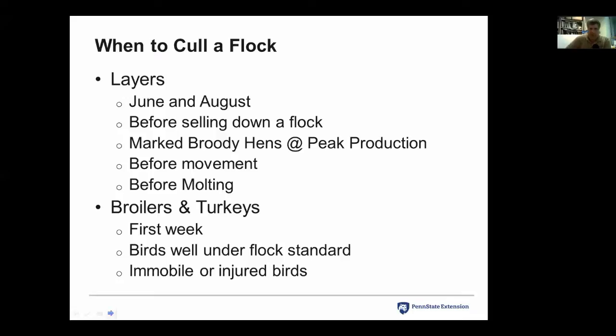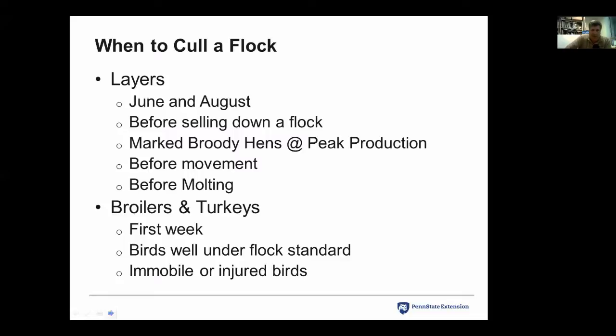You don't want to cull a bird that you know would go through a molt and come back rejuvenated and very productive. And so that's why you don't want to really go past August first, simply because the natural conditions will probably put some of these birds into a pause. So that's important. Culling before selling down a flock is important too, because you want to keep your best birds, and you want to sell the birds that are not as productive.